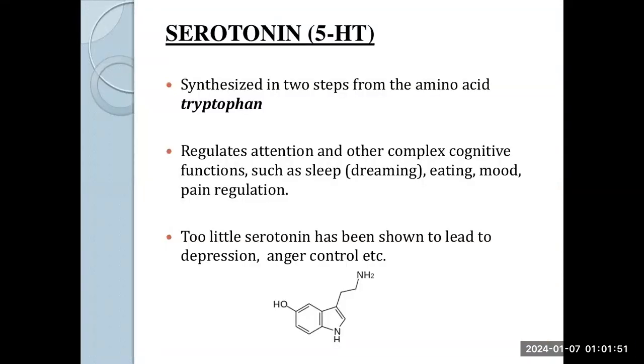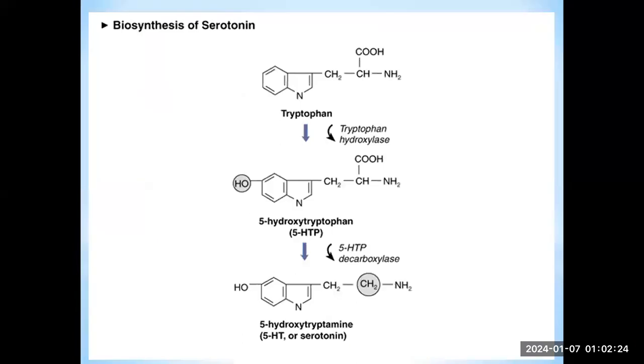Coming to serotonin precisely, which is 5-hydroxytryptamine, it is synthesized in 2 steps from the amino acid tryptophan. It regulates attention and other complex cognitive functions such as sleep, eating, mood, and pain regulation. Too little serotonin has been shown to lead to depression, anger, and poor anger control, and so on.